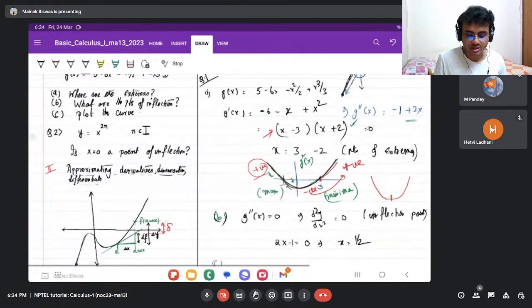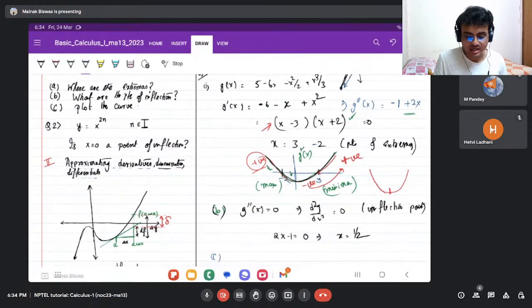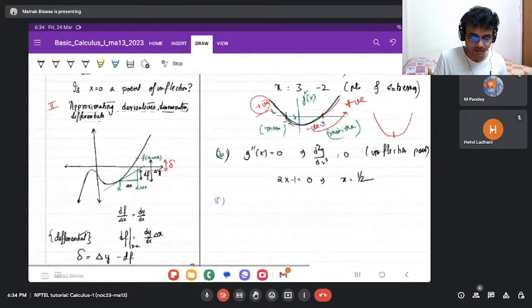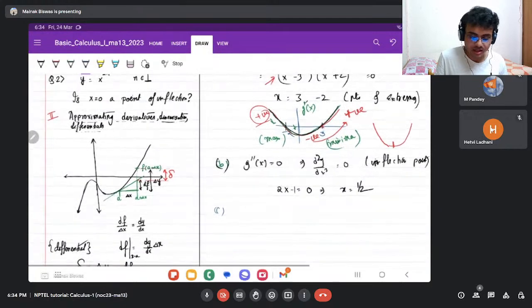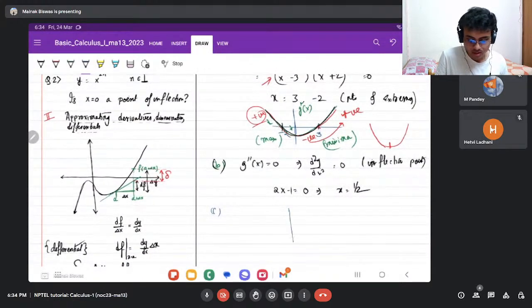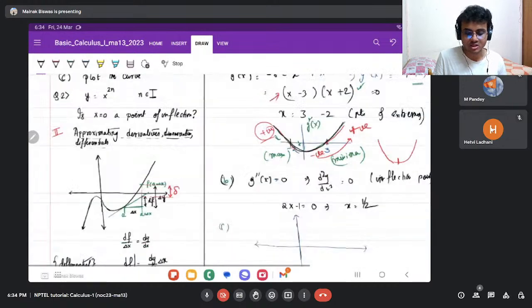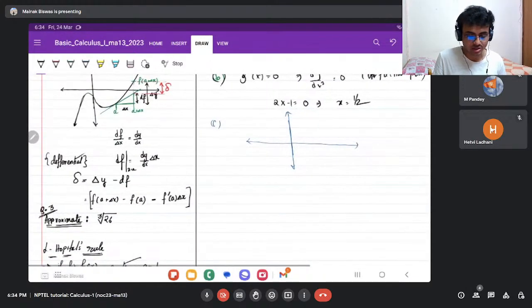So how will I plot this curve? So I see that there is a maxima at 3 and a minima at 2, right? Or something like that. Minima at 3 and maxima at minus 2. So I'll plot g of x. Can any one of you help me with it? So what are the points that I need to consider first? So it's positive, so x tends to positive infinity gives positive infinity, negative gives negative infinity. That's not a problem, right?